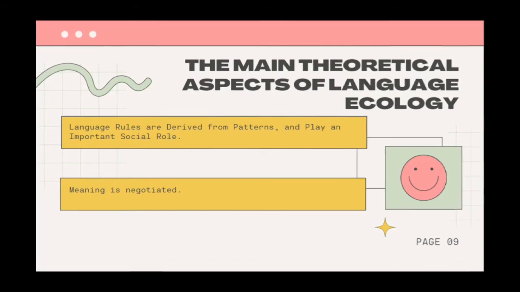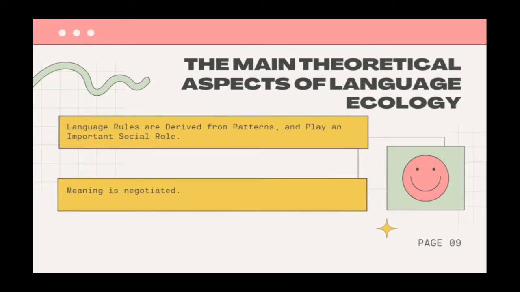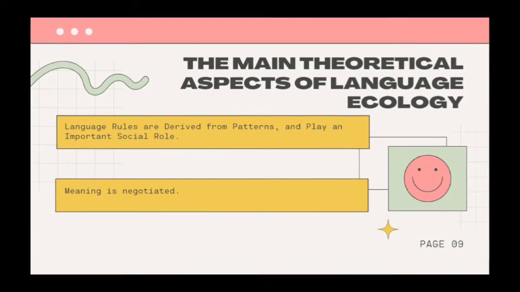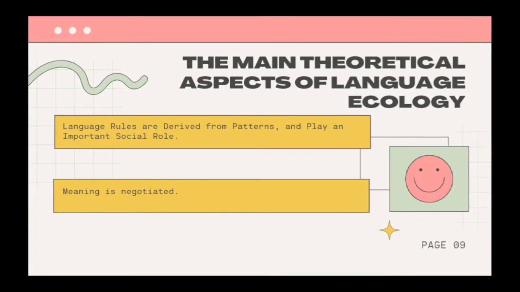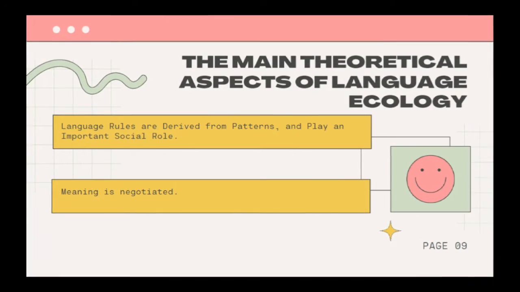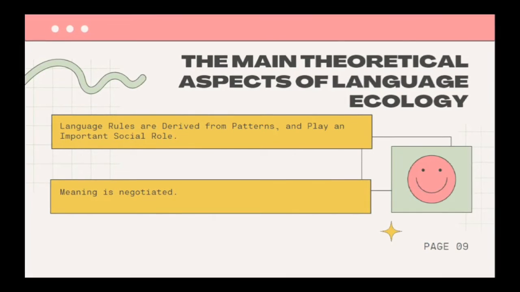Fourth, language rules are derived from patterns and play an important social role. The rules are important in language because they can describe the regulation of the underlying patterns we say and do. A rule is formulated because a problem occurred in everyday life.